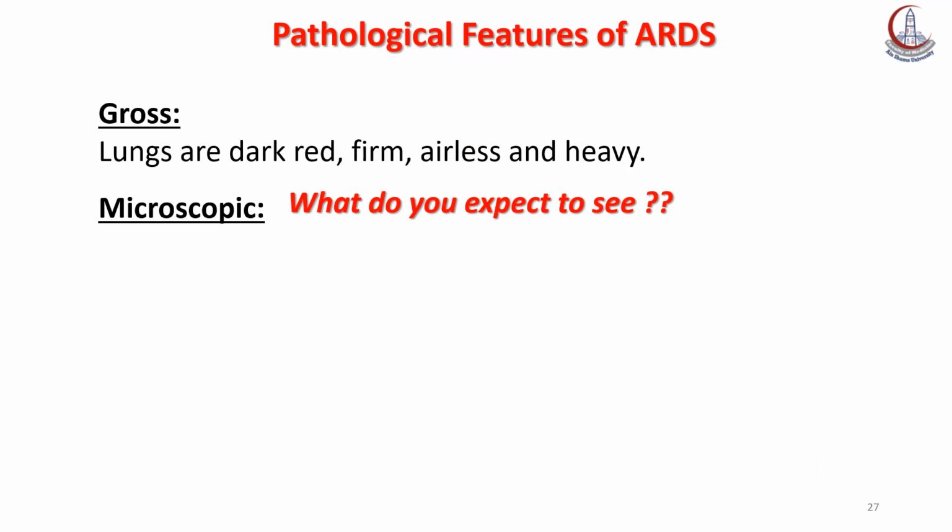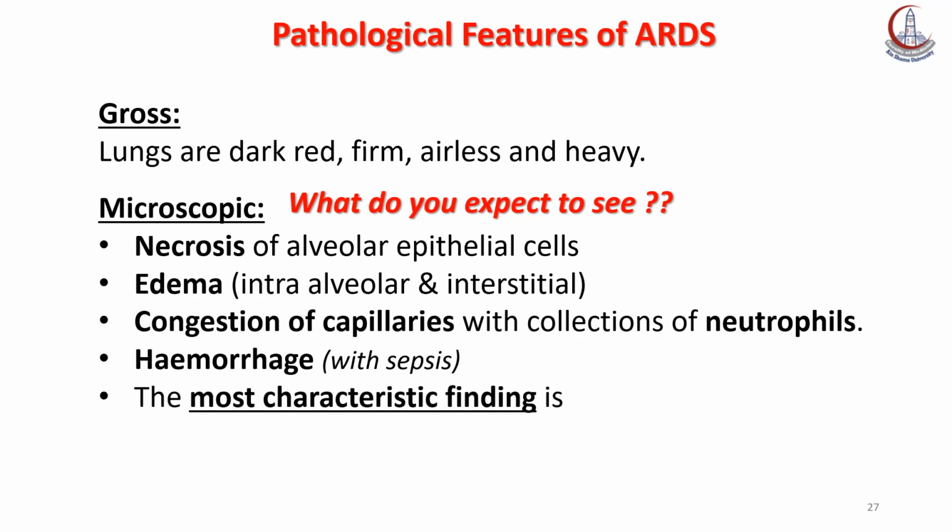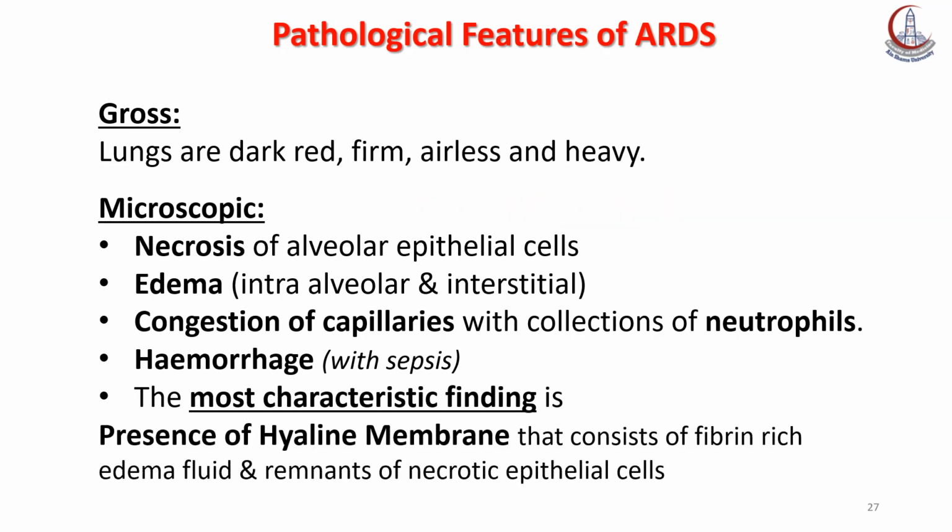The pathologic features of acute respiratory distress syndrome: the lungs are dark red, firm, airless, and heavy. The microscopic picture shows necrosis of alveolar epithelial cells, intraalveolar and interstitial edema, congestion of alveolar capillaries, and there could be areas of hemorrhage, but the most characteristic finding is the formation of hyaline membrane, which consists of fibrin-rich edema fluid and remnants of necrotic epithelial cells.